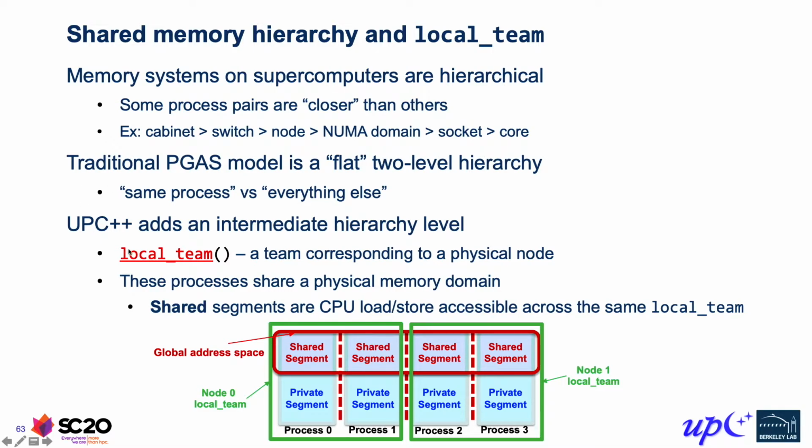And our abstraction for that in UPC++ is called local team. If you invoke the local_team function, you get back a team, a subset of the processes that share memory. So if we look at this example down here, we have two processes sitting in this shared memory domain, and another two processes sitting in this shared memory domain. If we call local team on either process 0 or process 1, we get a team consisting of process 0 and process 1. Similarly, if we invoke local team on either process 2 or 3, we get a team that represents both of those processes together.